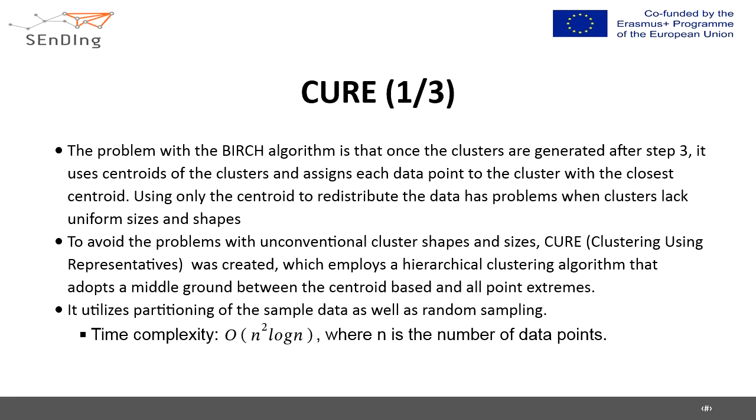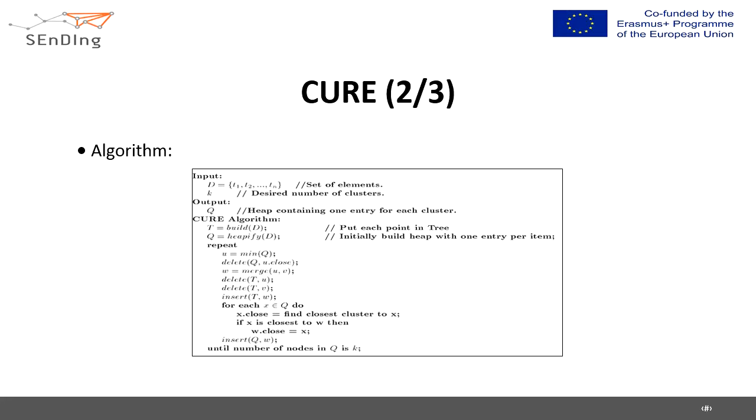To avoid the problems with unconventional cluster shapes and sizes, CURE, clustering using representatives, was created, which employs a hierarchical clustering algorithm that adopts the middle ground between the centroid-based and all-point extremes. It utilizes partitioning of the sample data as well as random sampling. Time complexity is this, where n is the number of data points. The algorithm of CURE.